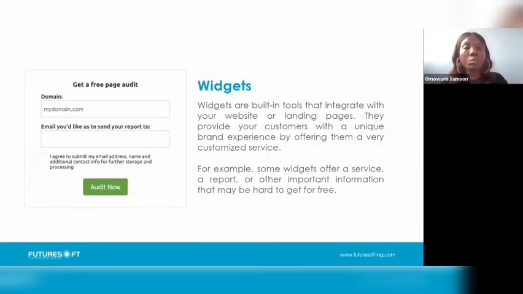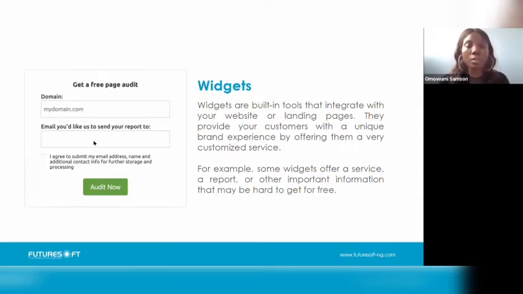So the second example of lead magnets that I would like to talk about is the widget. They are more like a built-in tool. It's something that you can actually integrate into your website, right? By doing that, you can offer your customers a customized experience. If you take a look at this example that I have on the left, it says get a free page audit. Here you enter your domain name and here you enter your email address.